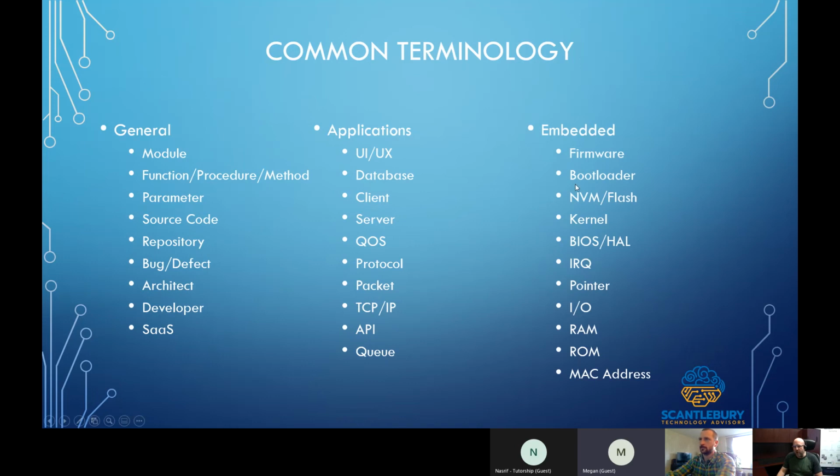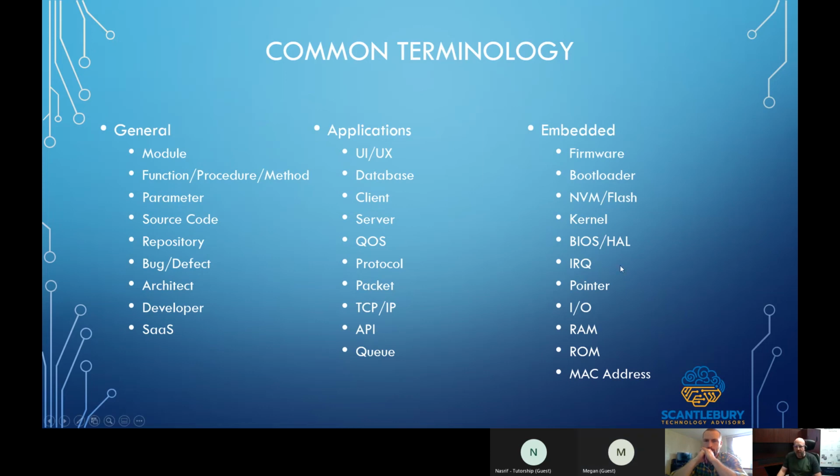On hardware, the way that a lot of things are stored is NVM or flash, so non-volatile memory or flash memory. So instead of a computer that has a hard drive, you have flash memory. Kernel, if you've ever heard of the Linux kernel, is kind of the main chunk of operation that's in the operating system.